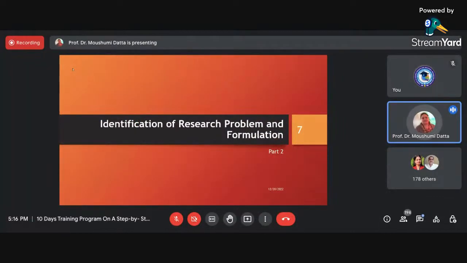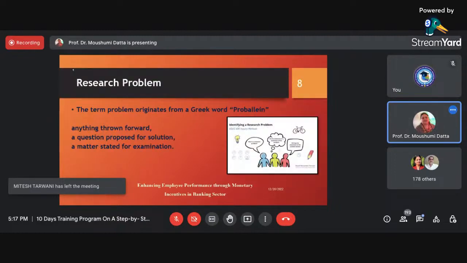Now let us find out how to identify a research problem and formulation. How to identify that this is the problem in which I'm going to develop a research. So let us understand that. The research problem is called the core of the research. As I said, if you do not have a problem, it is not a research at all. Problem is the core of the research.